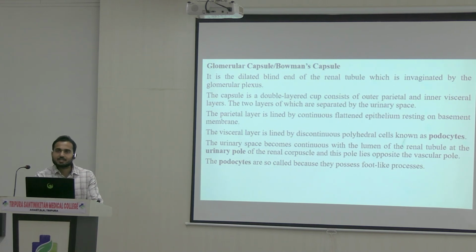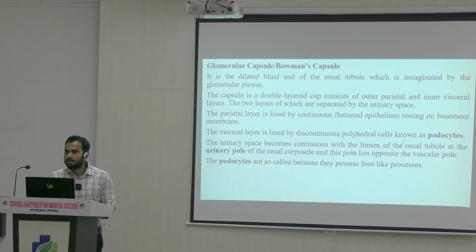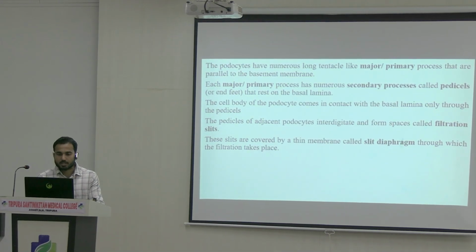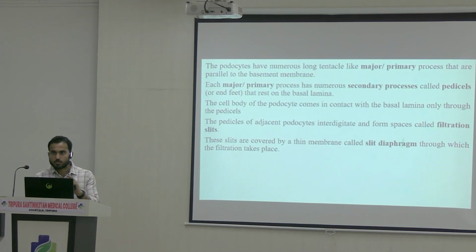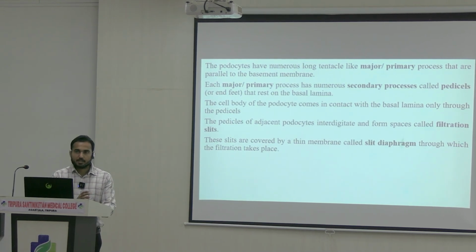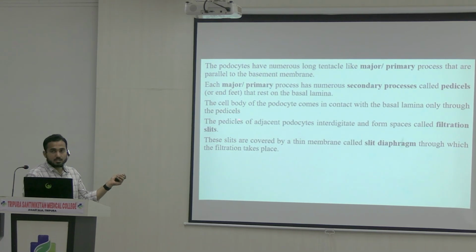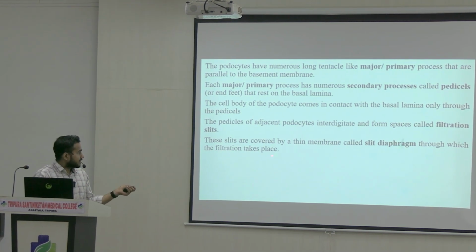Already I have mentioned why these are called podocytes: because they possess foot-like processes. Podocytes have numerous tentacle-like major primary processes parallel to the basement membrane. Each major or primary process again has numerous secondary processes, called pedicles. So two things are there: major or primary processes, and from each primary process numerous small pedicles. The cell body of the podocyte comes in contact with the basal lamina through these pedicles. The pedicles of adjacent podocytes interdigitate to form the filtration slit. This slit is covered by a slit diaphragm through which the filtration takes place.